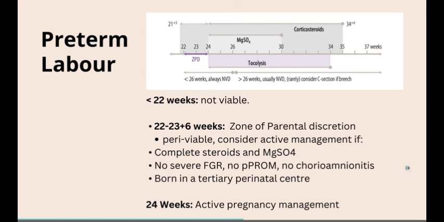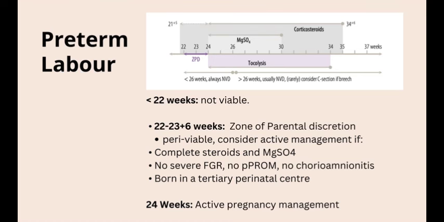Okay, let's now talk about preterm labor management. So depending on how early the preterm labor is determines the management. So before 22 weeks, it's thought that the pregnancy is not viable. Between 22 to 24 weeks, this is called the zone of parental discretion. And so if the patient's in this range, some things that can be done are considering steroids and magnesium sulfate.